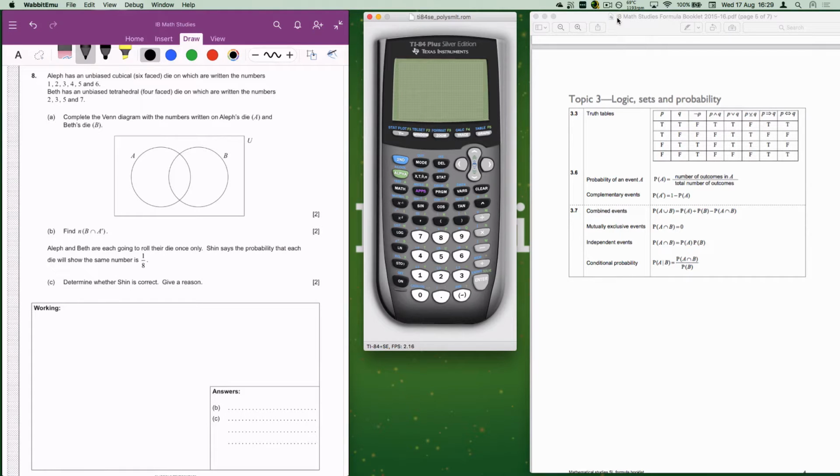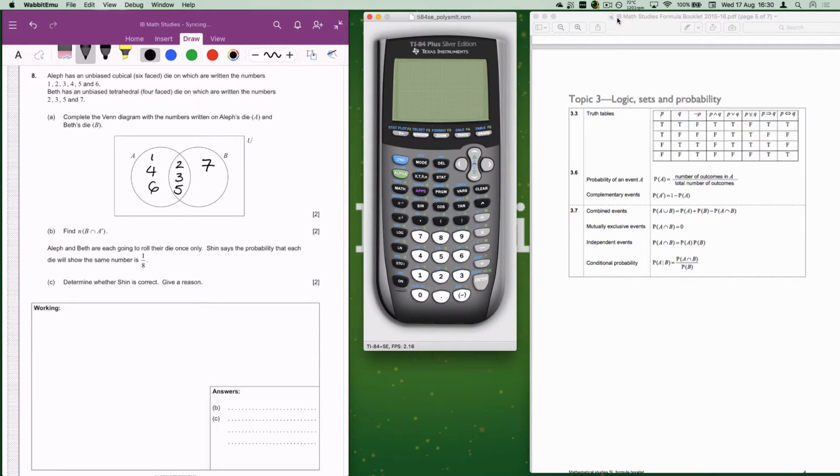So inside A, we're going to put Aleph's. Inside B, we're going to put Beth's. And notice they have some things in common. They have 2, 3, and 5 in common. So 2, 3, and 5 are going to fit in the intersection. That should leave 7 there. And then 1 should go here, and 4 and 6. So that's what we should be looking at there.